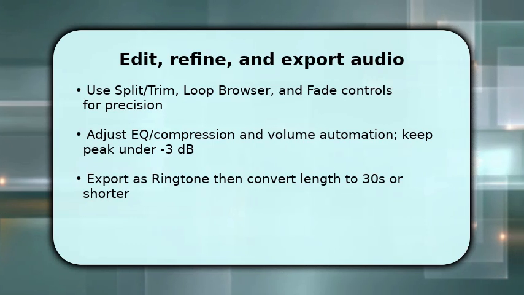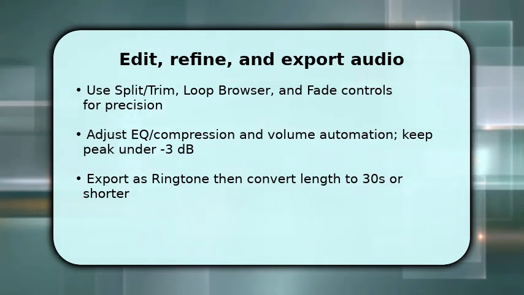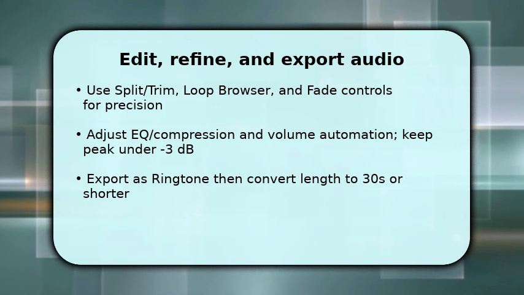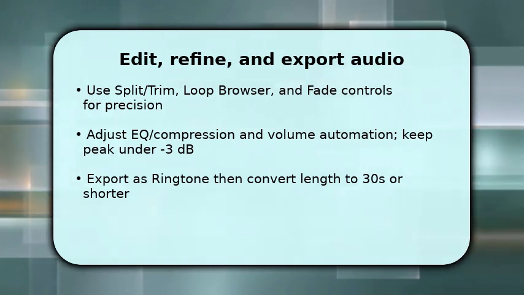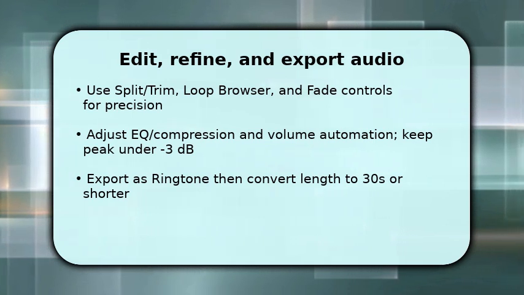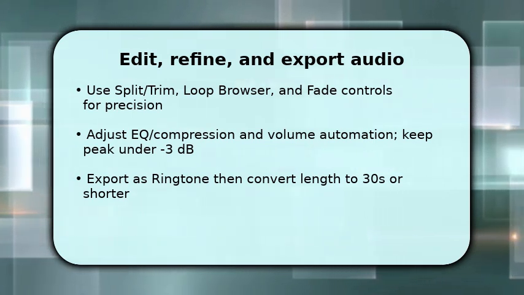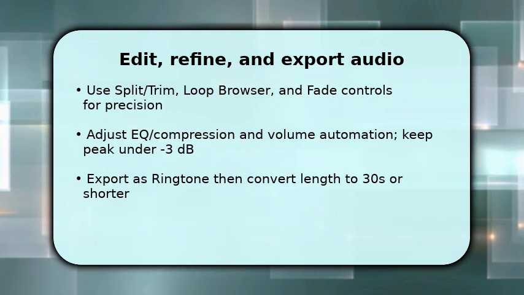Now refine the clip. Split and trim unwanted sections, add quick fades, or loop a motif to fit a notification length. Apply light EQ and compression so the sound translates well on phone speakers. Aim for peaks around -3 dB to avoid distortion.